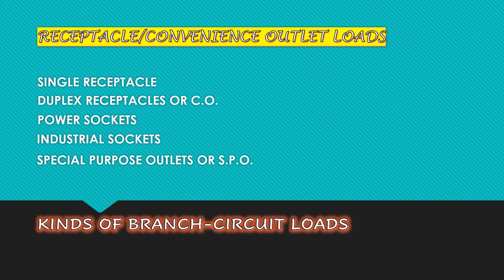Special purpose outlets or SPO. This is mostly used in our homes and houses, buildings, offices, which is purposely for special equipment which we want to use. For example, window AC. Window AC, we can consider it as a special purpose outlet because it is different from a normal receptacle. You cannot plug any equipment in this special purpose outlet. It is dedicated for that load only.